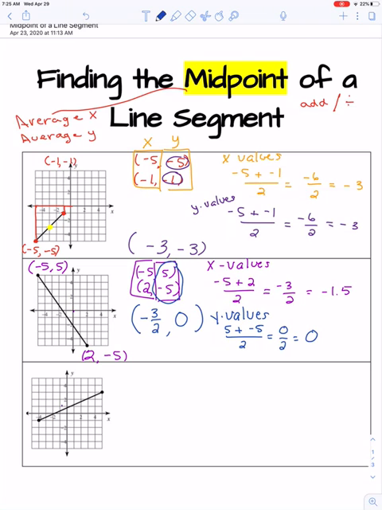So again, let's make sure it's on our graph. I need to go over -3/2. So I'm at 0, 0, -1.5, or -3/2 is here, and 0. So we're good.